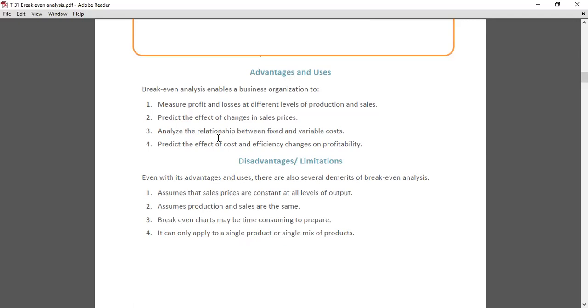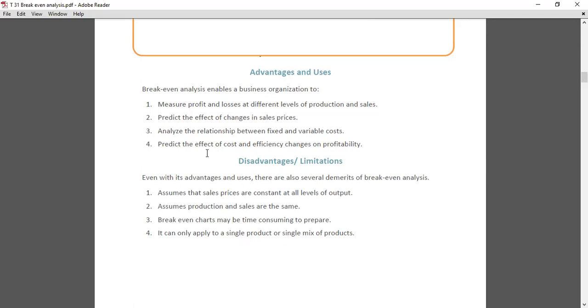And the third advantage is you can analyze the relationship between fixed cost and variable cost. You can analyze the relationship between the fixed cost and variable cost, and also you can predict the effect of cost and efficiency changes on profitability, like cost and profit, efficiency. So this is a sensitivity analysis you can do. What if questions you can answer.